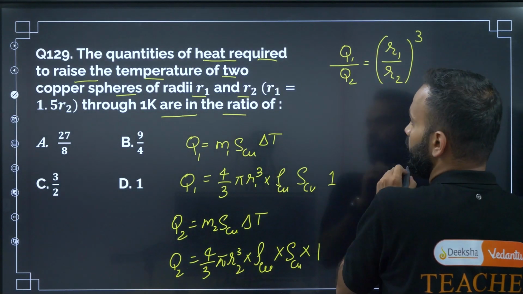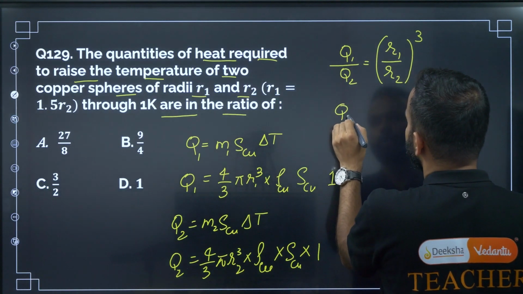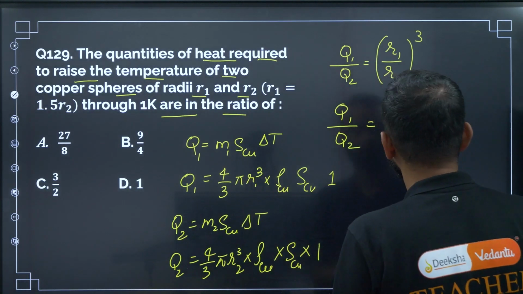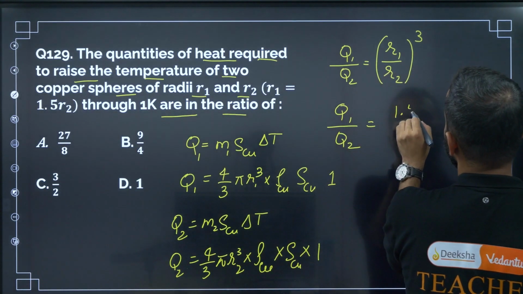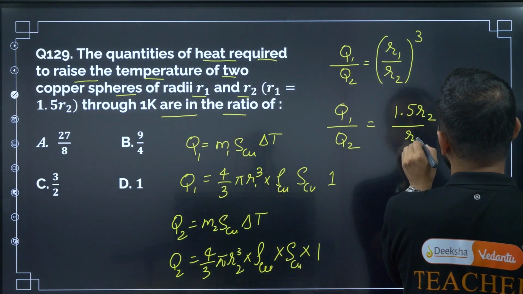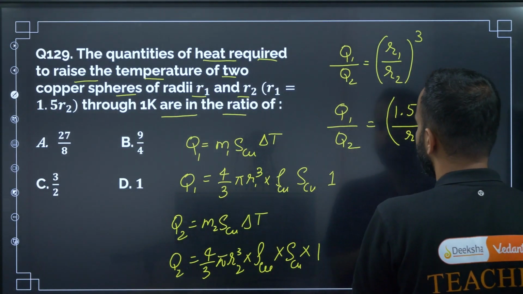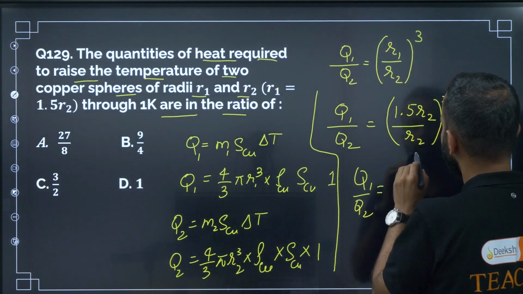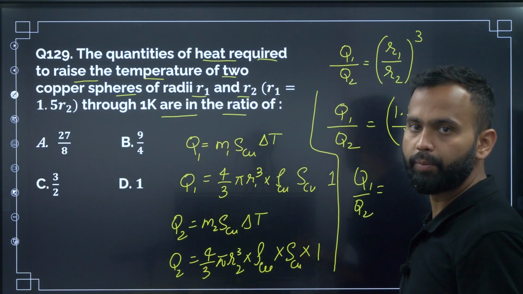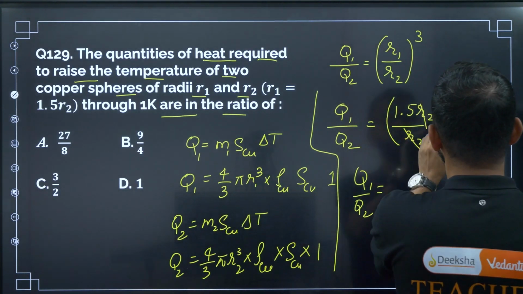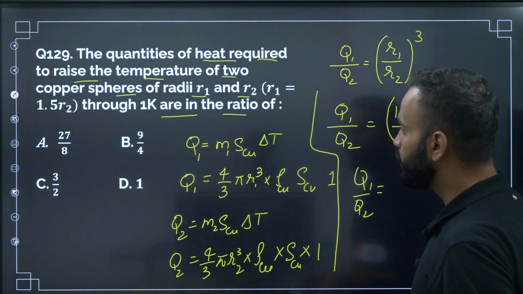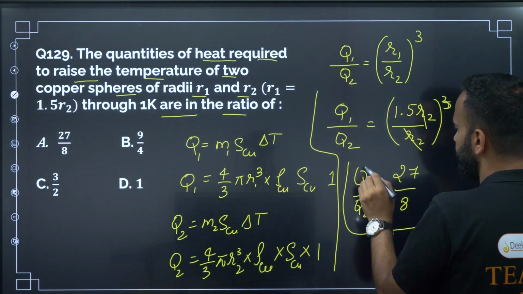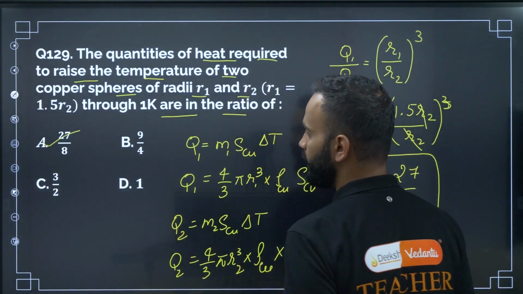So now here Q1 divided by Q2 is equal to, R1 is equal to 1.5 times R2, right? So 1.5 times R2 divided by R2, cubed. So the ratio Q1 divided by Q2 is equal to, R2 will get cancelled, 1.5 is 3 by 2, right? So 3 by 2 cube, okay? 3 by 2 cube is 27 divided by 8, right? 27 divided by 8. This is the ratio. So the correct option is A.